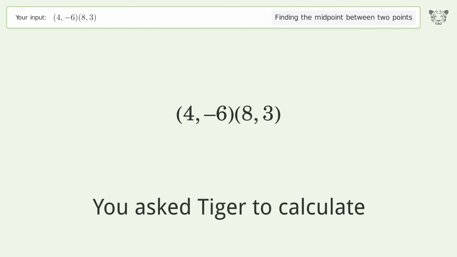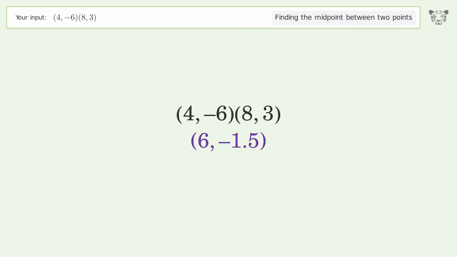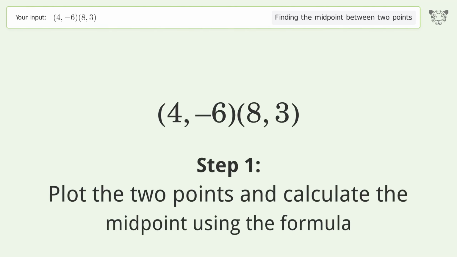You ask Tiger to calculate. This deals with finding the midpoint between 2 points. The midpoint between the 2 points is 6, -1.5. Let's solve it step by step. Plot the 2 points and calculate the midpoint using the formula.